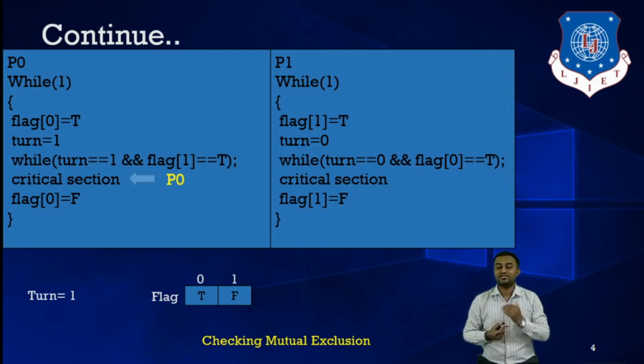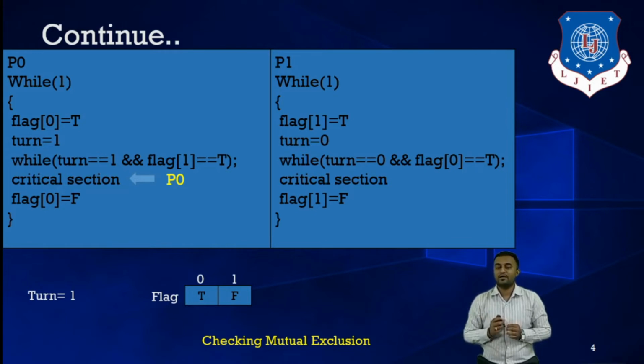The first statement in the while loop is flag of 0 is equal to true. The initial value of flag of 0 was false, and now we have set it to true. Then turn variable is equal to 1. As I told you, at a time the turn variable value can be 0 or 1. So in this case we have set turn is equal to 1.